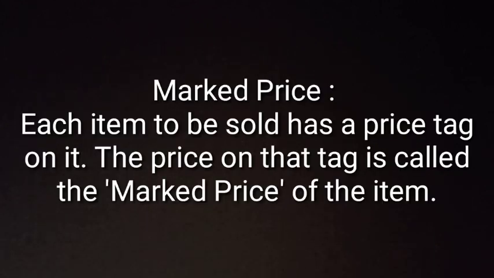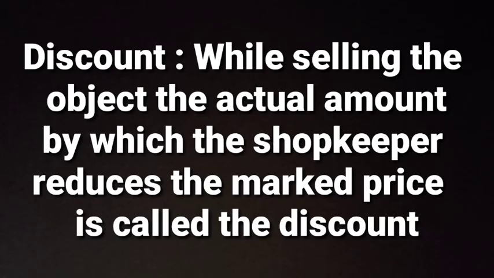Before we solve the problems, let's learn some of the important terms. Mark price. Each item to be sold has a price tag on it. The price on that tag is the mark price of the item. It is also called the market price. It is the maximum price of the item. Discount. While selling the object, the actual amount by which the shopkeeper reduces the mark price is called the discount.